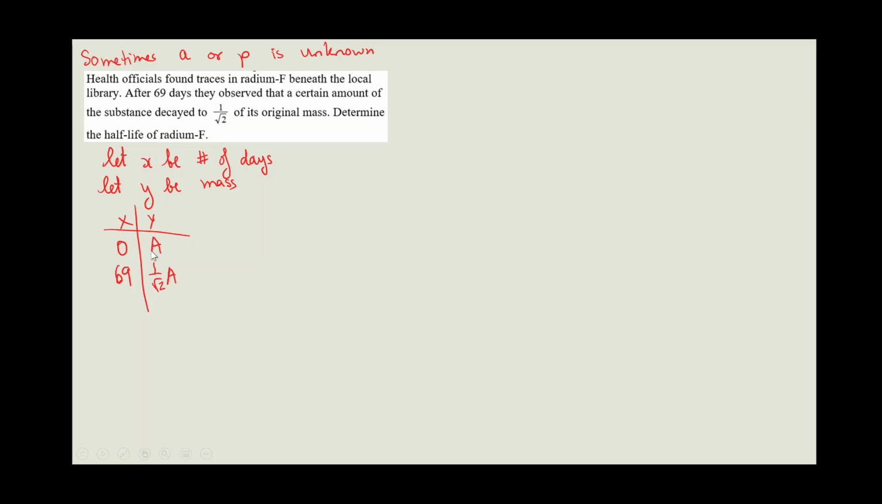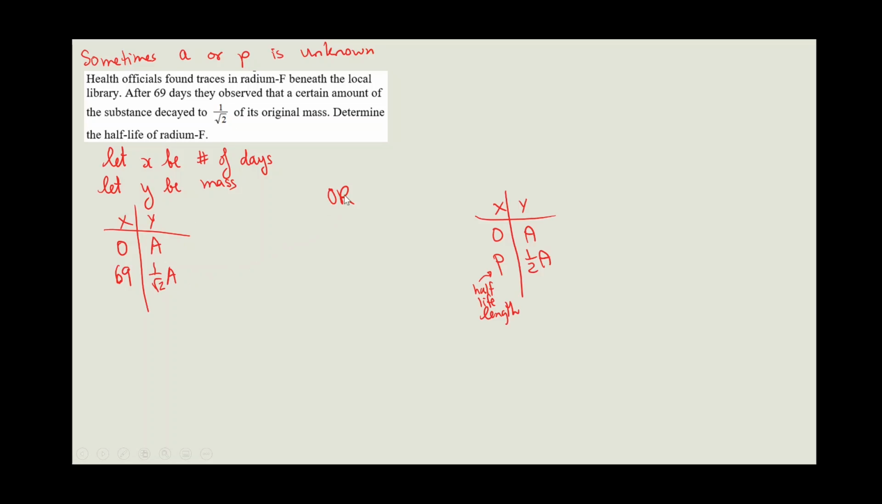So I think it's best to create, I'm going to show you two versions of it. So I like to create it with a table to explain it. We don't know what the original mass is, so I'm going to use capital A to represent this original mass. And that's at time 0 because it is in the beginning. Then we're told in 69 days that we have now 1/√2 of, so the word of just means to multiply, right? So we have 1/√2 multiplied with A.